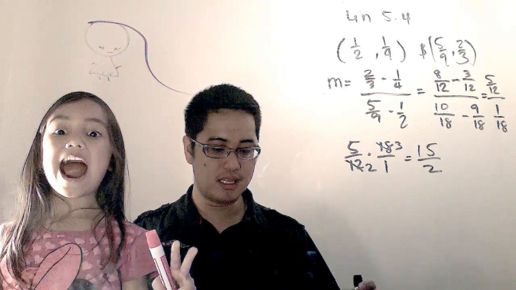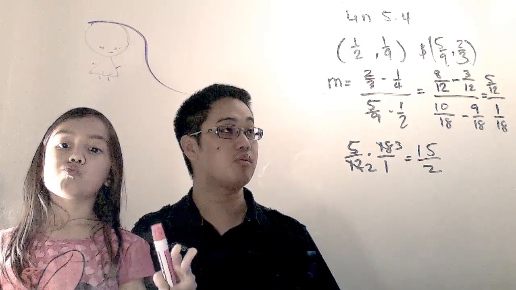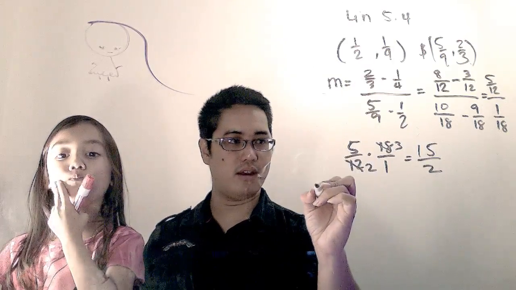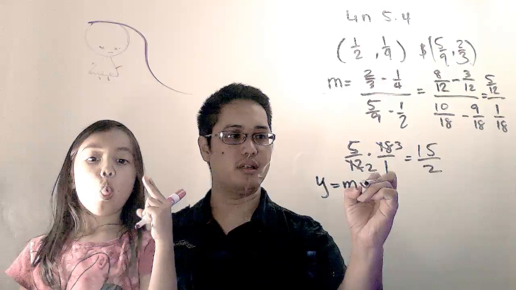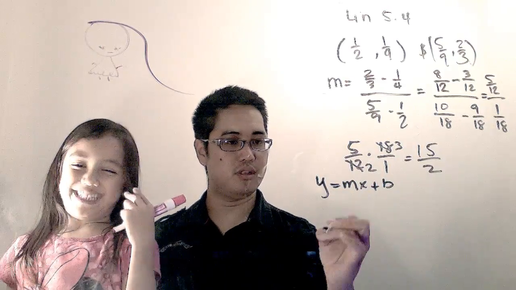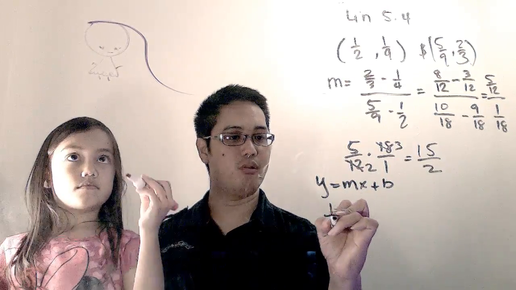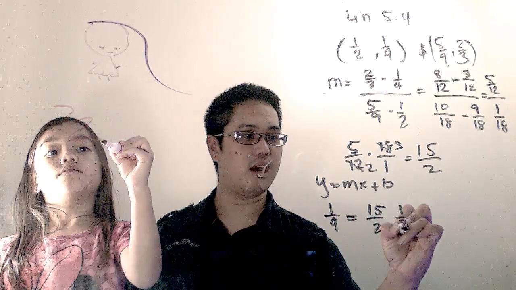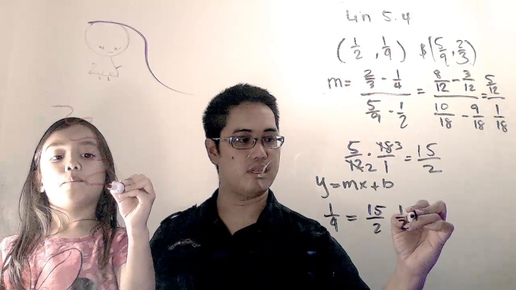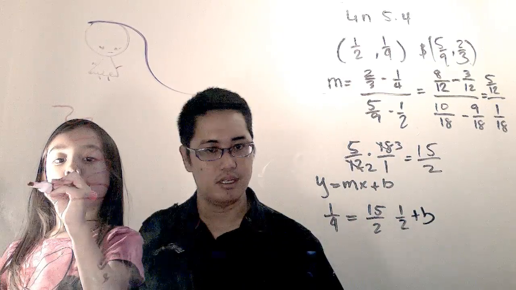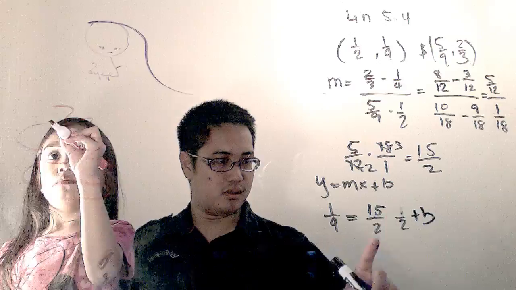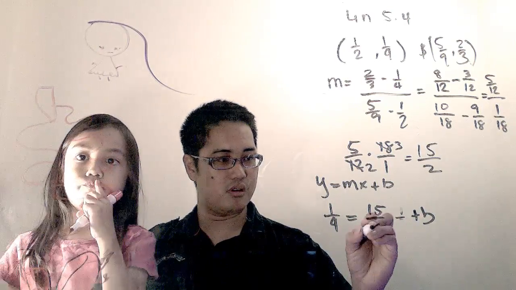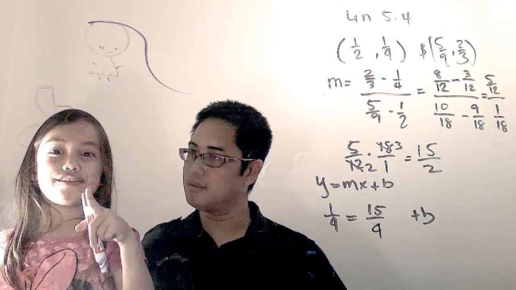Now, to get the intercept, I would just choose one of these points. Let's choose this point over here. And so I have y equals mx plus b, m being 15/2, so my y is 1/4 equals 15/2 times 1/2, because that's the x, plus b, and I just got to solve for b. So this is what? 15 times 1 divided by 2 times 2, that's 15/4.